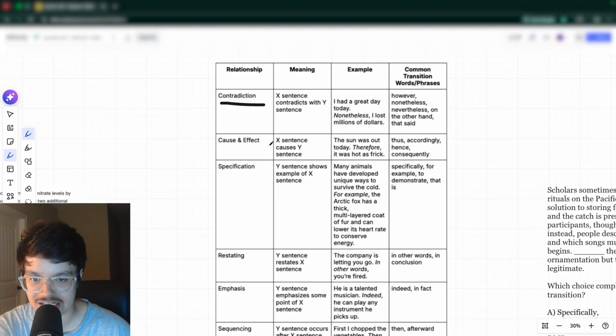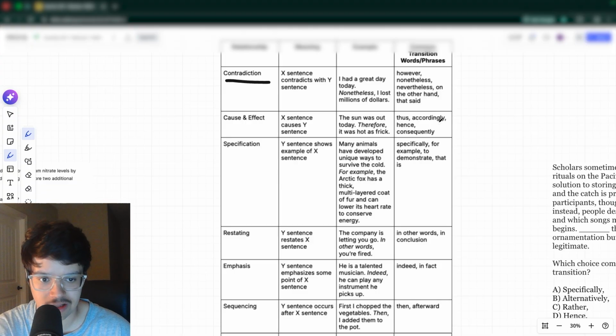Two, cause and effect. This is pretty obvious as well. Basically, one sentence causes the other one to happen in terms of its logic. The sun was out today, therefore it was hot. So these are words like thus, accordingly, hence.